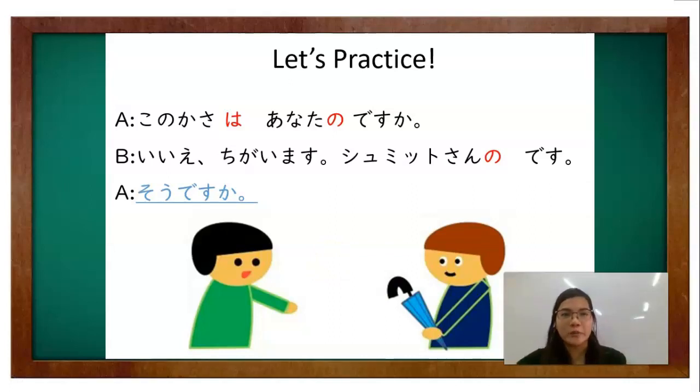In Tagalog, it could mean 'ganun ba?' So you receive information, and it implies that you understand it clearly.